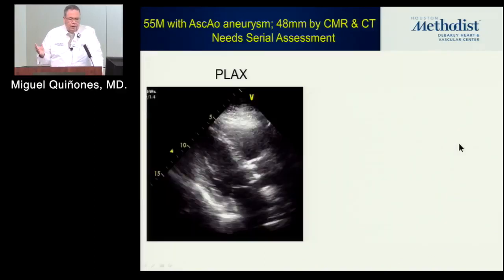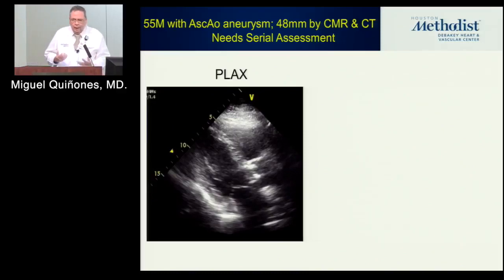So this is a 55-year-old fellow with an ascending aortic aneurysm. He's had previous CTs and even CMR, and it's at 48 millimeters. So the question is, do you do a CMR or a CT every single year to keep an eye on this 48 millimeter aneurysm? Or do you do annual screening with echo, and then whenever you're suspicious that a change has happened, maybe then you do the CT?